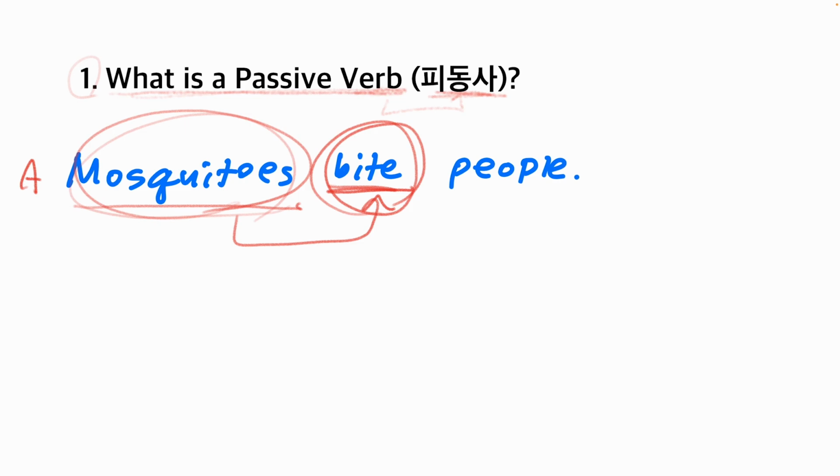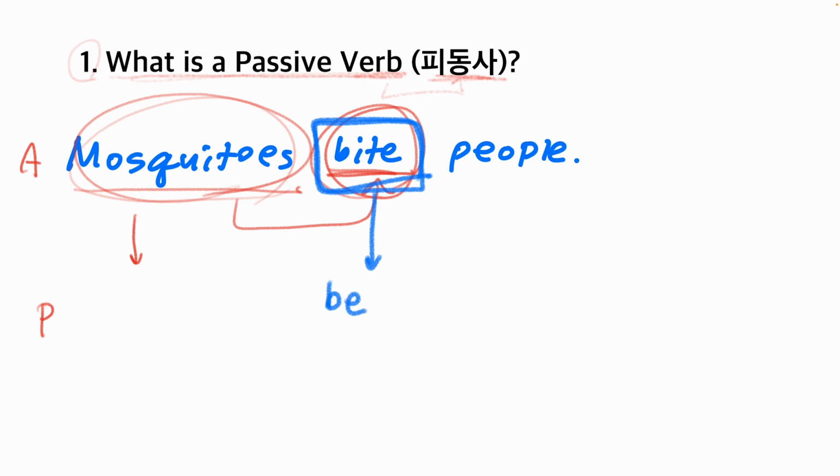But if you want to change this active voice sentence into a passive voice sentence, most importantly, you should first be changing the verb, the active verb, to its passive counterpart, right? And in English, to change an active verb into a passive verb, you can simply put the be verb, so either is, are, am, was, were, depending on what the subject is, right? And then you put the past participle form of the verb, which is bitten in this case, right? Bite's past participle is bitten.